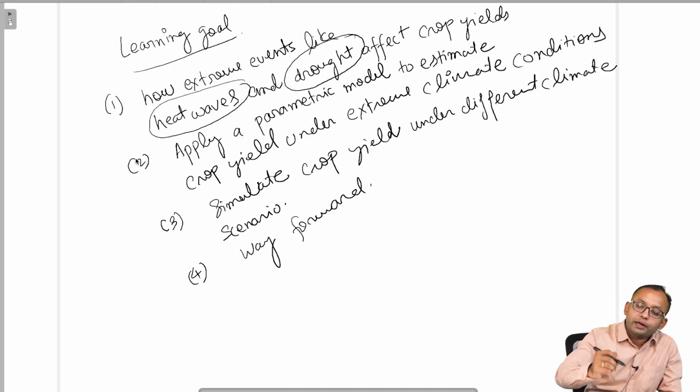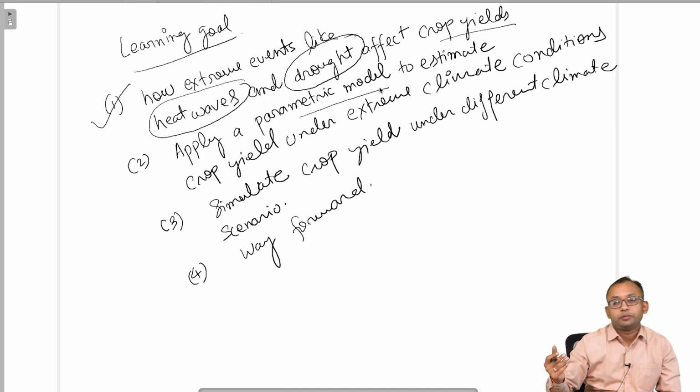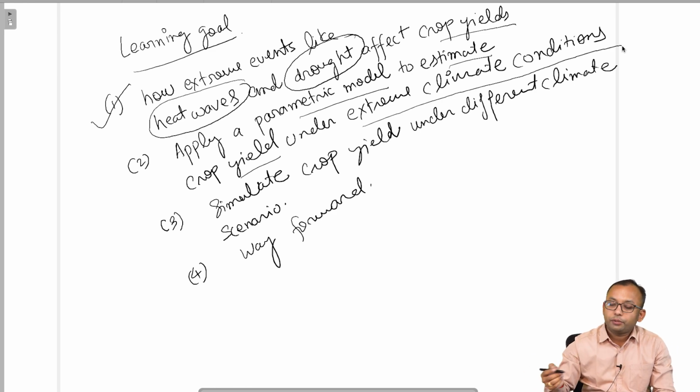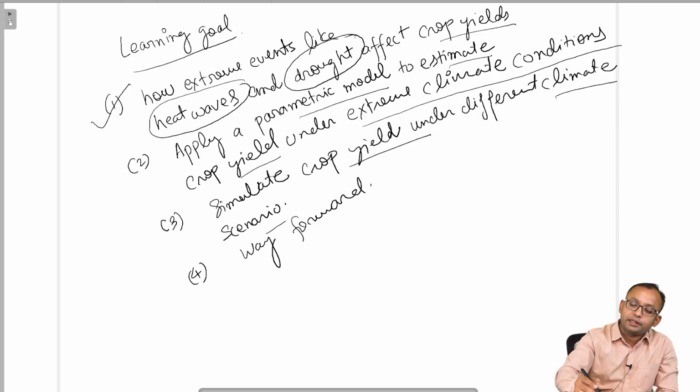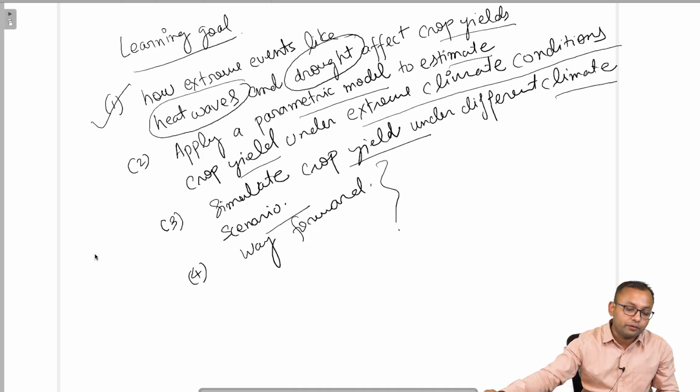First we will look at how extreme events are likely to influence crop yields. You can take any major crop, and then we will apply a parametric model. Parametric means there are some parameters, some variables, values which we have observed from different types of observational techniques. Then we will estimate crop yield under extreme climatic conditions, simulate the crop yield under that climate scenario condition, and then discuss what could be the future pathways when dealing with this kind of model.